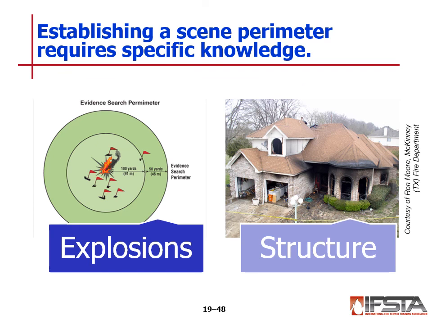So the perimeter. On explosions, the guideline is 1.5 times the distance of the furthest piece of evidence. In that particular diagram on the left, the furthest piece of evidence is about 100 yards, and so it's 50 yards past that. Structure, we kind of do this anyway, just enough of an area to protect the scene and any evidence that's on the outside.